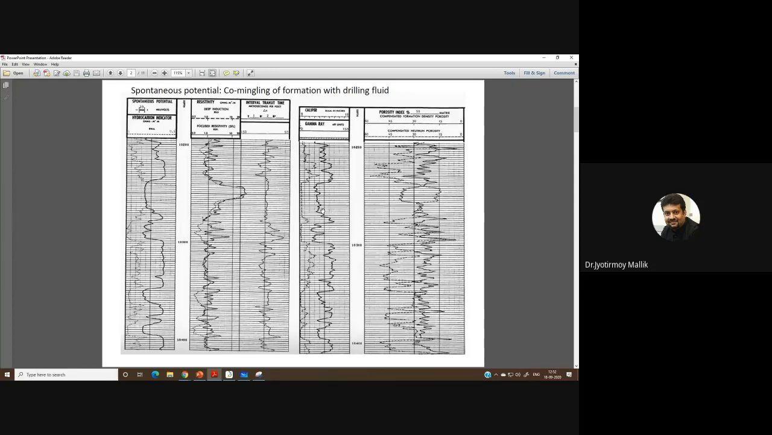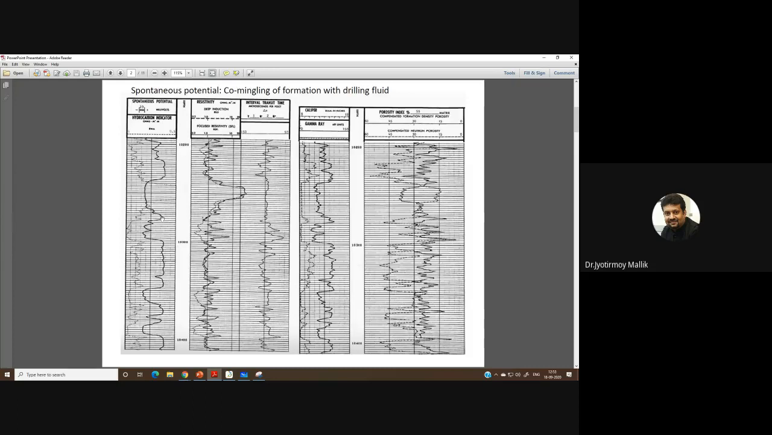So there is another type of log which you can use for your distinction between shell and sandstone, and that is spontaneous potential. Here you can see the spontaneous potential is given by this. This is referring to the first panel that we are looking at right now. You can see here this bold black line represents the variation of spontaneous potential with respect to depth. And you can see that in some places the spontaneous potential is higher, in some places lower.